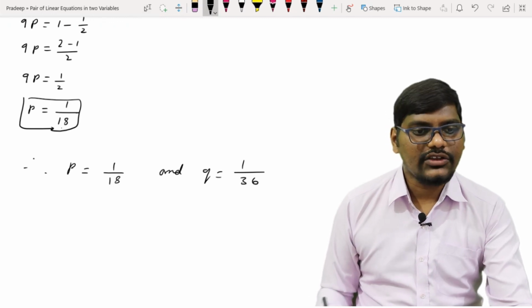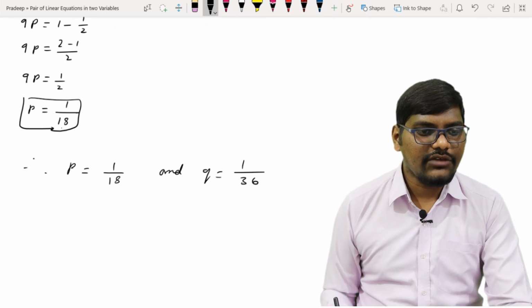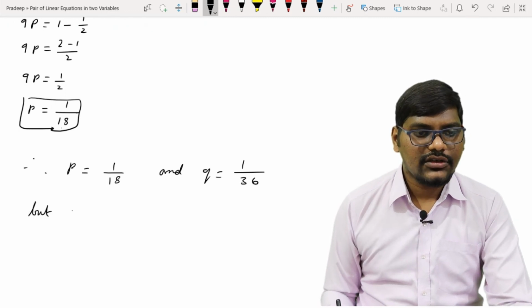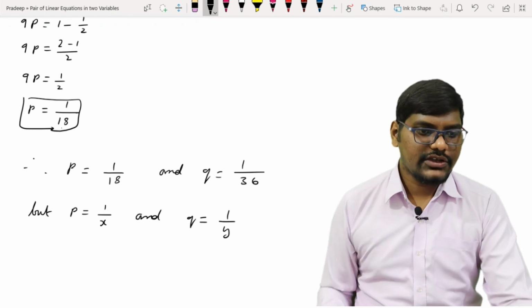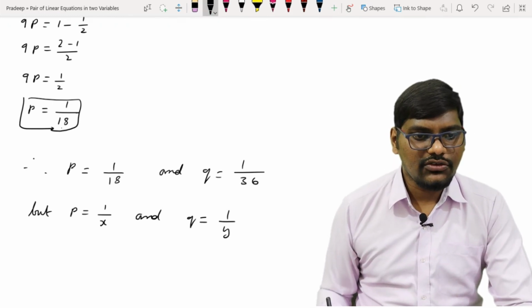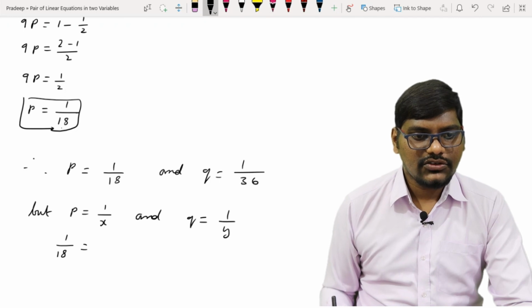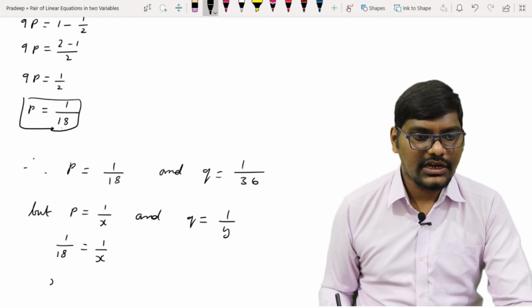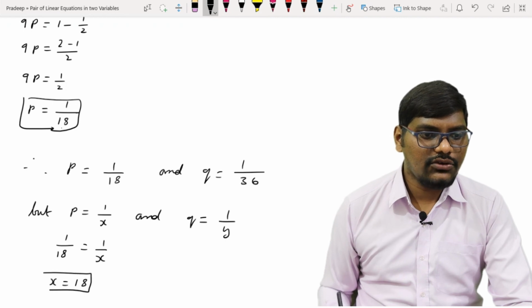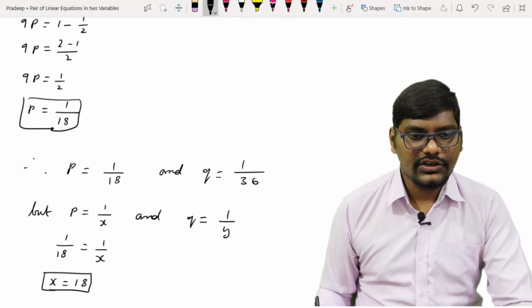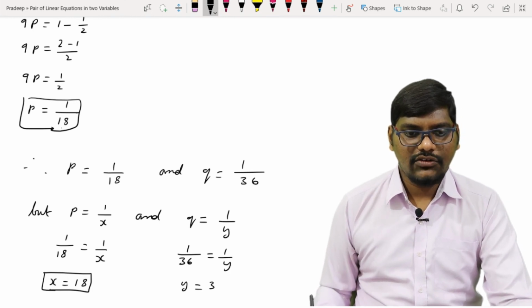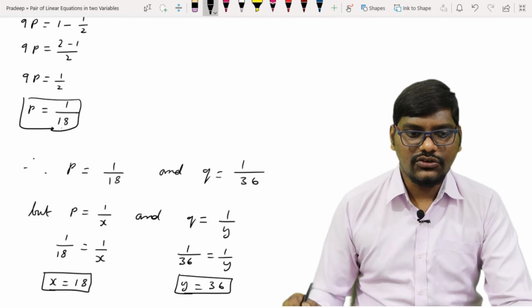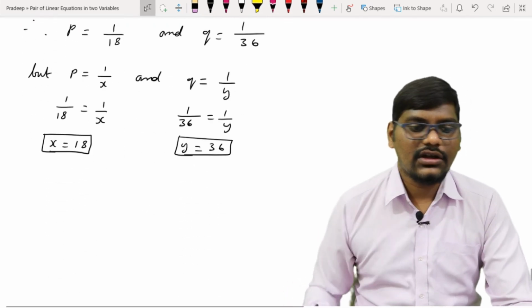However, what are the p and q values? p we have taken as 1 by x and q equal to 1 by y, that we have taken above. You can just check it out. The p value is 1 by 18, so this is 1 by x. By cross multiplying we get x equal to 18. Here also the q value is 1 by 36 equal to 1 by y. So by cross multiplying we get y equal to 36. So x is 18 and y is 36.